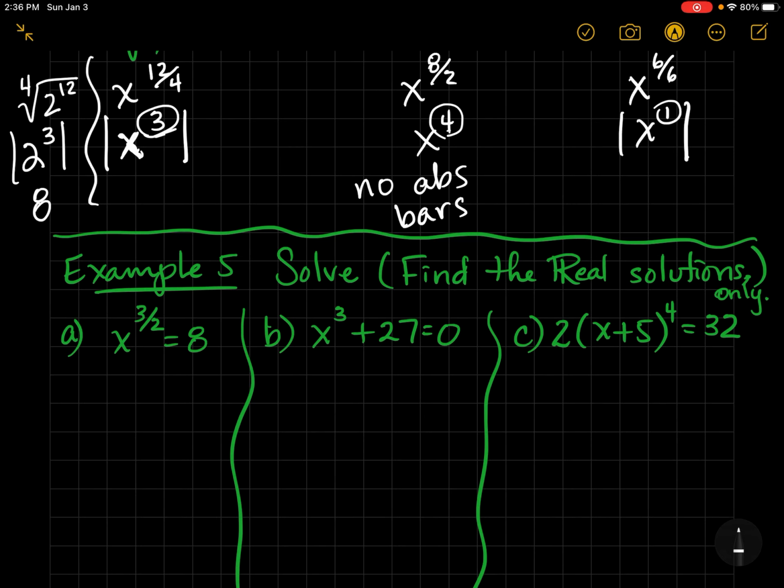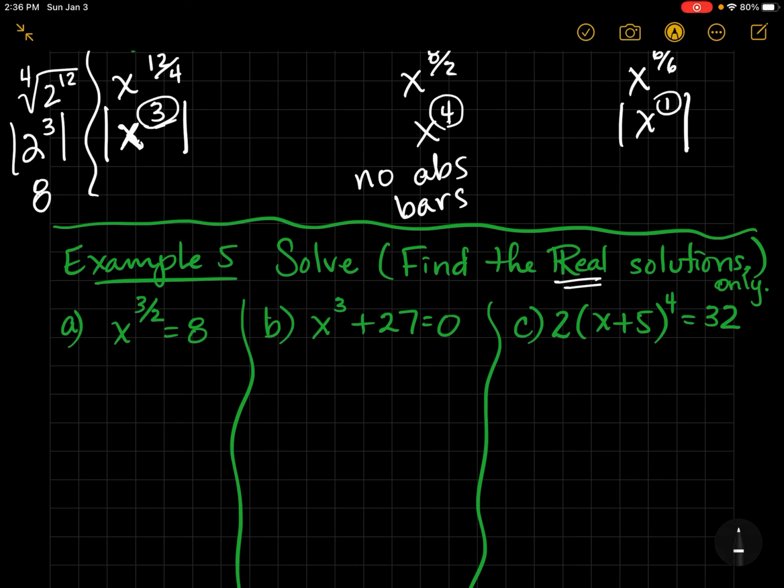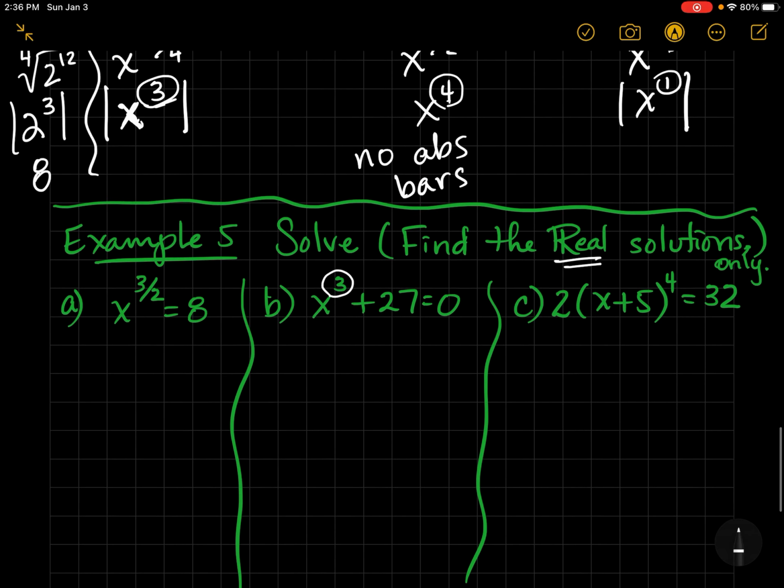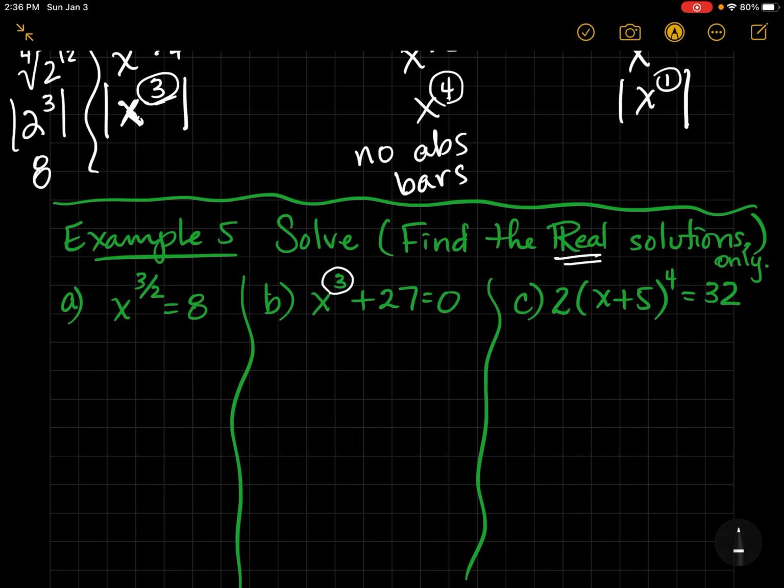We're going to solve, and we're only going to look for the real solutions. Before, we would have found all three solutions by using the sum of cubes, and we would have a couple of imaginary ones. But for today, we're just going to look at the real solutions. Now, whenever you want to get x by itself, that's what it means to solve. Isolate x. So here, what we're going to do is we want that exponent to be a 1.